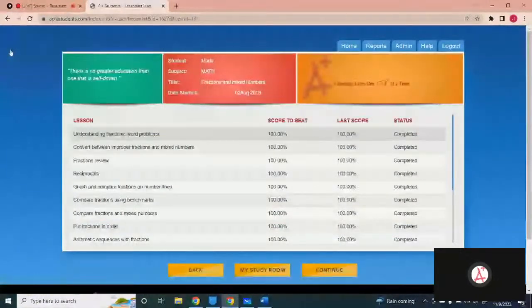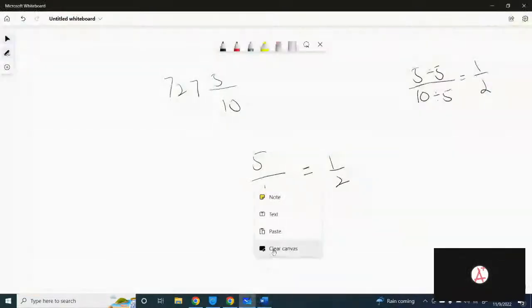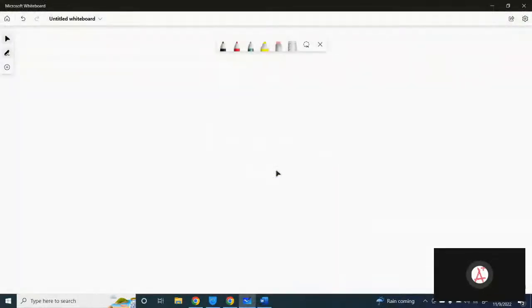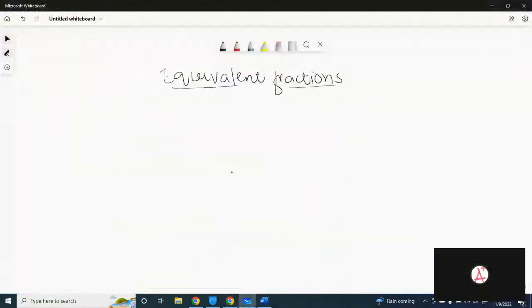So the next topic is equivalent fractions. Let's start with the next topic, that is equivalent fractions. So let's start with the examples. Type the missing number that makes the fractions equal. You have 1 over 4 equals 3 over the missing number.